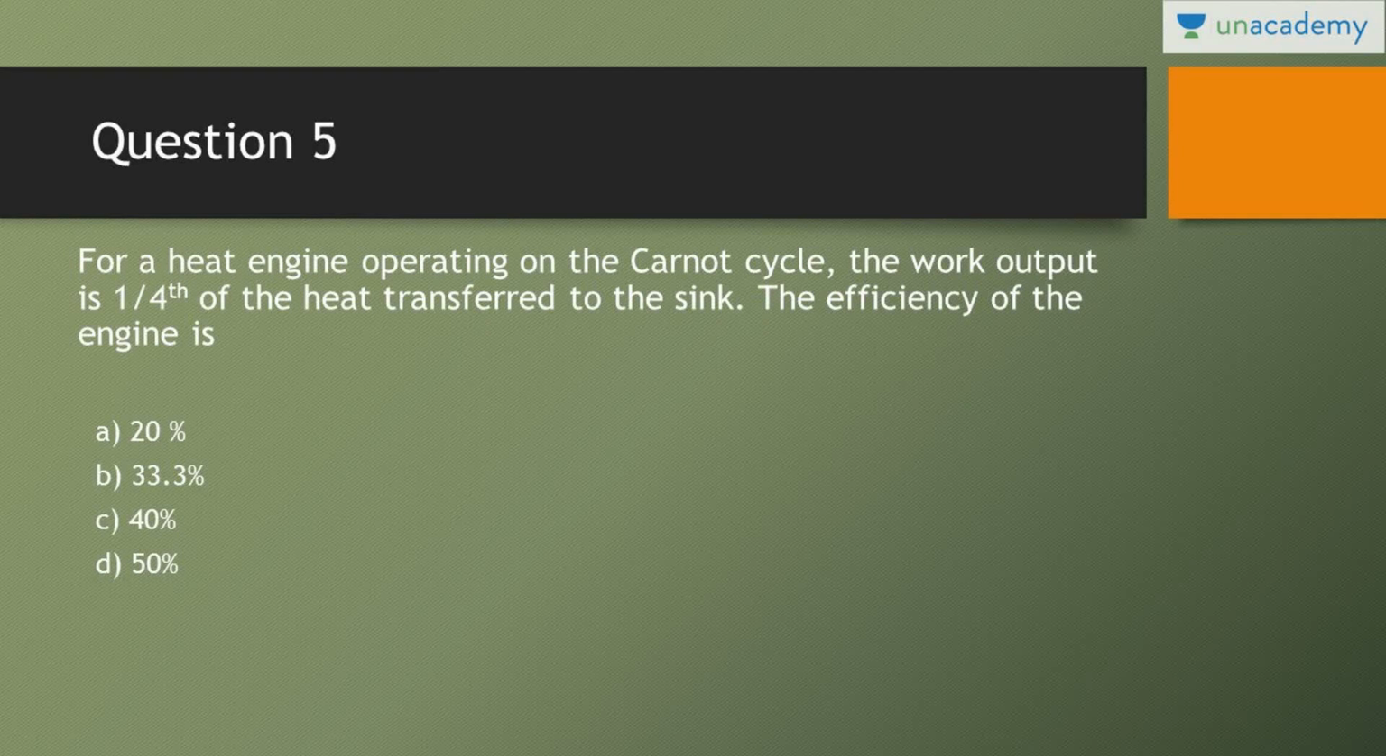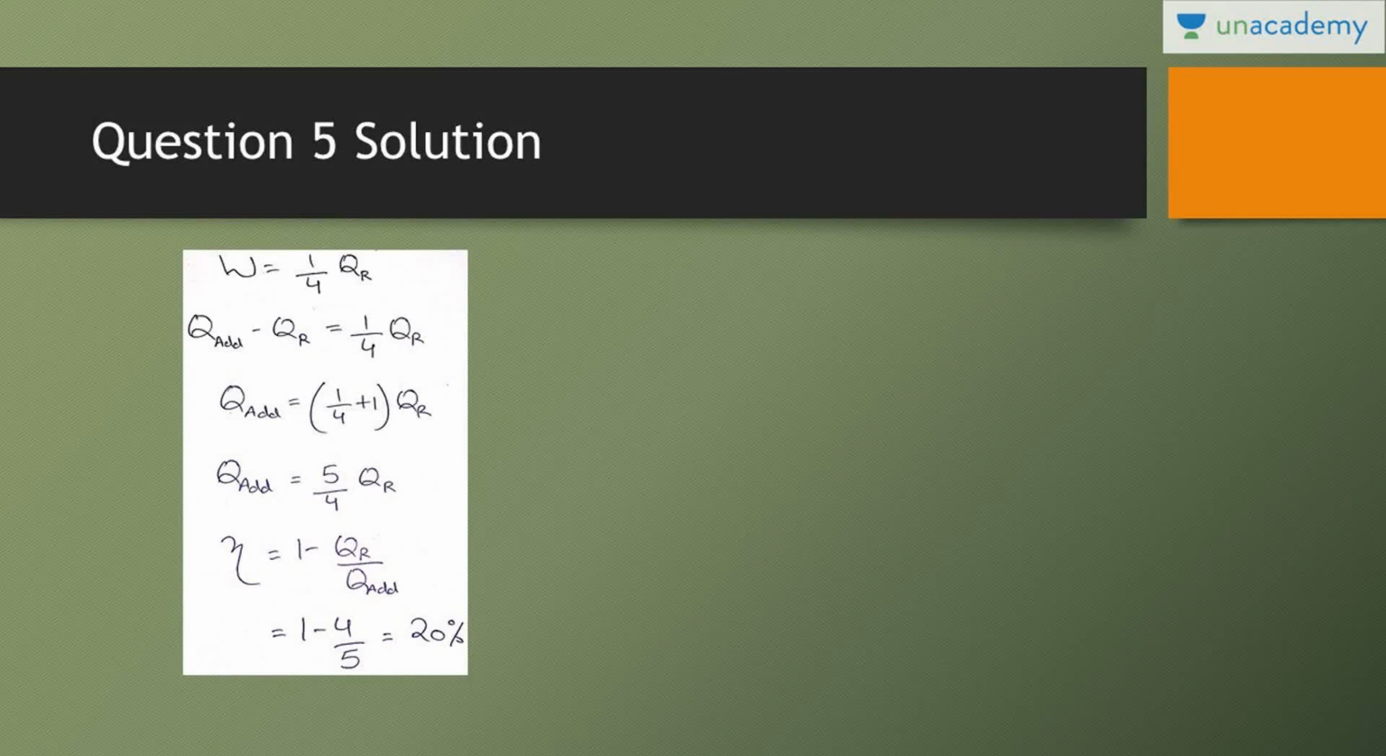Fifth, for a heat engine operating on the Carnot cycle, the work output is 1/4 of the heat transferred to the sink. The work output is equal to 1/4 of the heat transferred to the sink. The efficiency of the engine is, see, the work output is given as 1 by 4th of QR. So heat addition minus heat rejection is equal to 1 by 4th of QR, because the net work output we can write as heat addition minus heat rejection. So heat addition is 1 by 4 plus 1 times the heat rejection. So heat addition is 5 by 4 of the heat rejection.